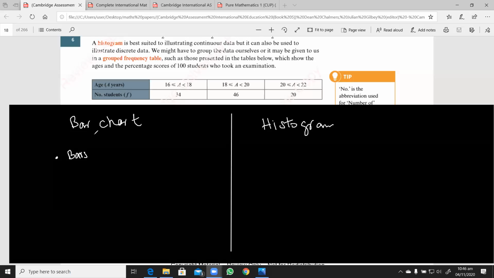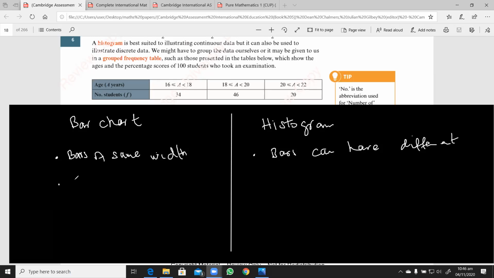Okay, let's discuss the differences between the bar chart and the histogram. So the first thing Kainat told us is that the bars in a bar chart are of the same width, and you can have bars of different widths over here. So bars can have different widths.